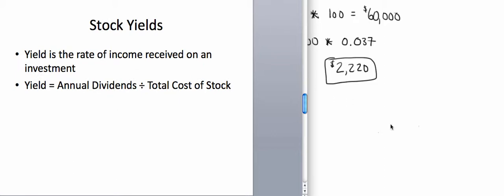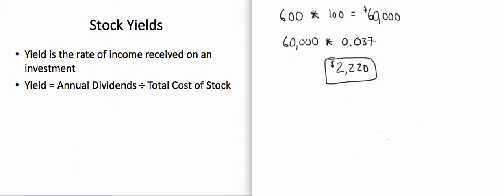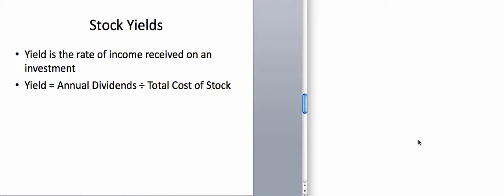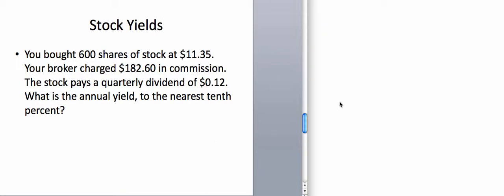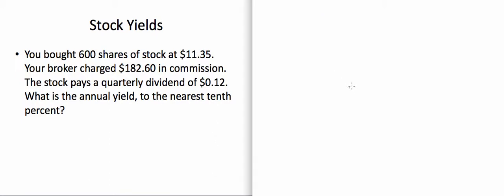The next thing here is the stock yield. Stock yield is the rate of income received on an investment. So you're going to take your annual dividends, which we just found, divided by the total cost of the stock. So we're looking here. You bought 600 shares of stock at $11.35. Charged $182.60 in commission. Pays a quarterly dividend of 12 cents. What's the annual yield to the nearest percent?